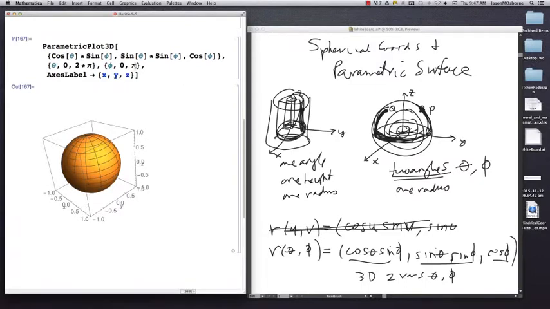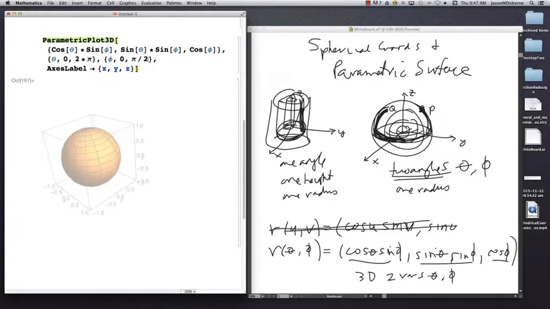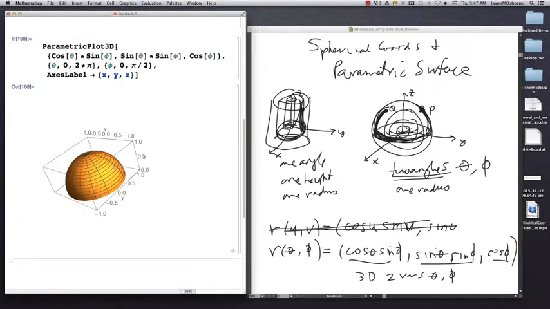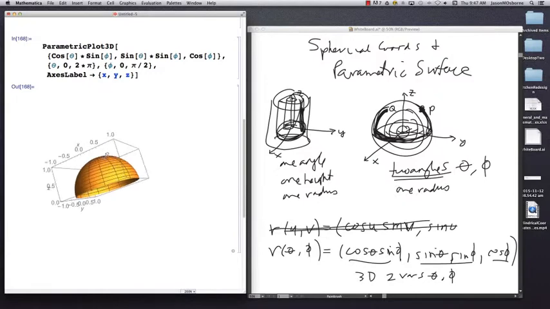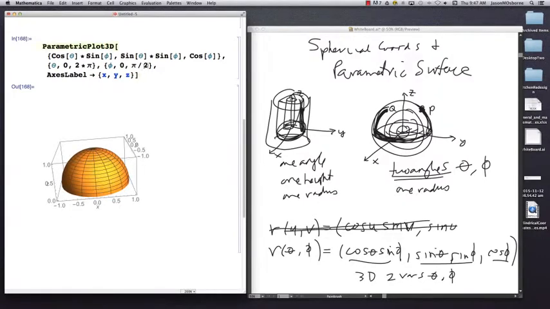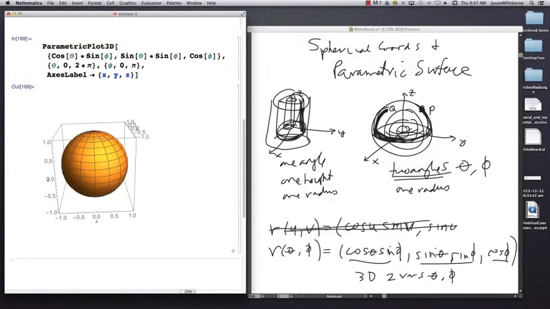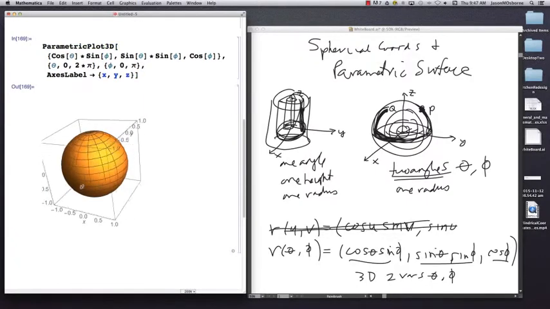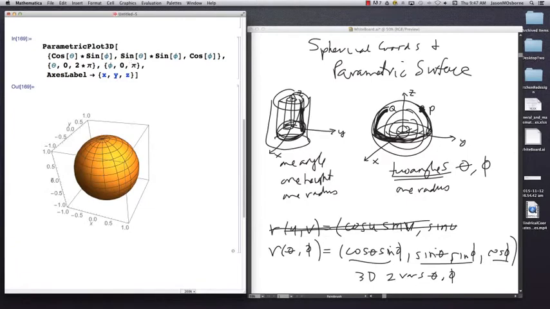Okay? And phi, let's let phi go from 0 to pi over 2. Okay? Now, there's the top half of the sphere. And if you let phi go from 0 to pi, we will actually have a sphere. Now, we should be very careful here.